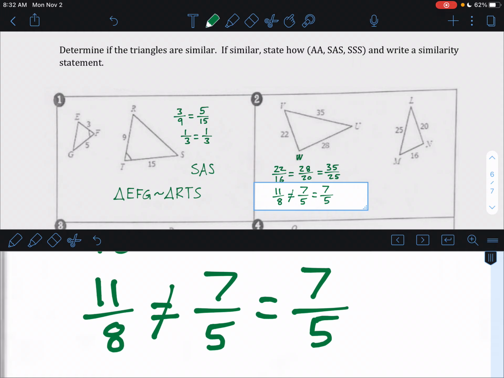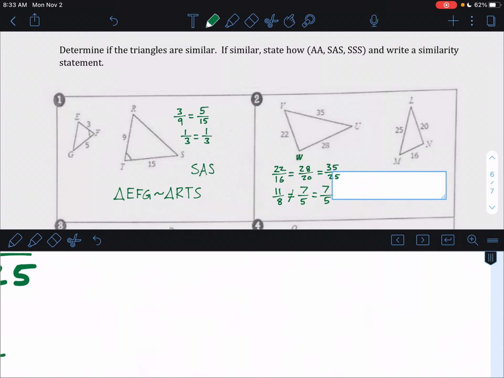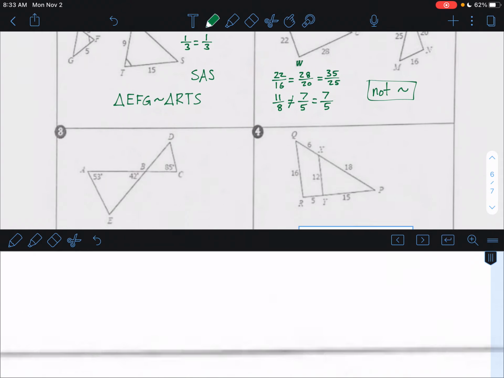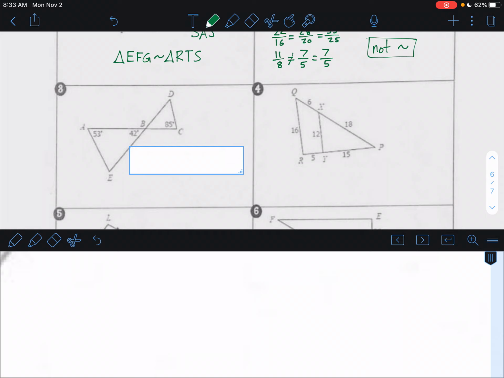But since the third set didn't match up, then these are not proportional. All three sides need to be proportional. So since I only knew the 2, then I'm not able to say that these are similar. And if they're not similar, we just leave it at that. We're not going to write a similarity statement because they're not similar.